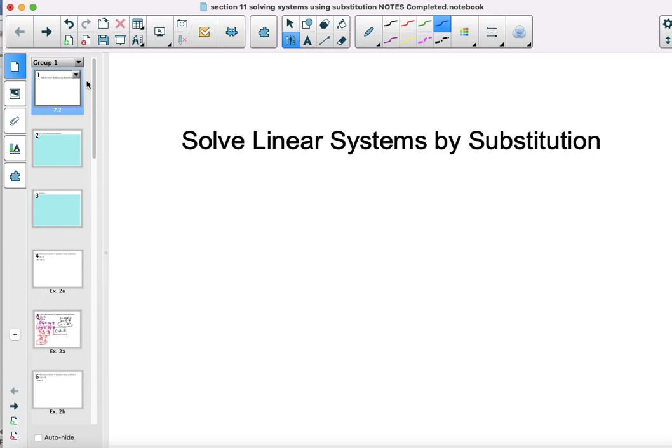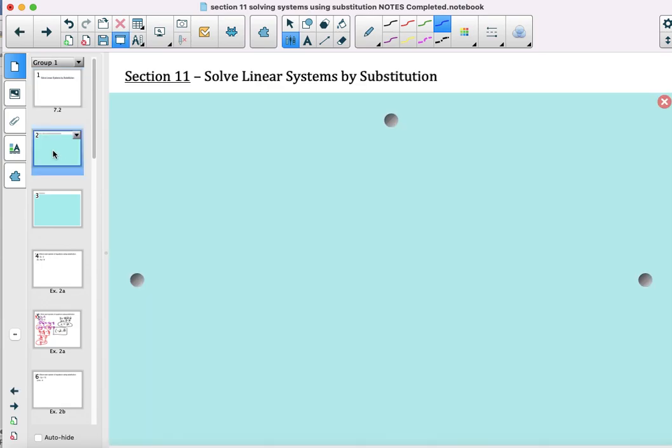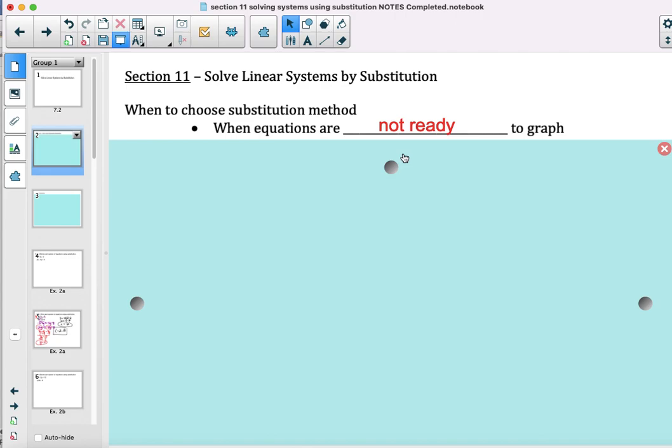In this video, we are going to cover solving linear systems using a method called substitution. Let's go through the steps. First of all, we choose substitution when equations are not ready to graph. We've already practiced graphing systems of equations.